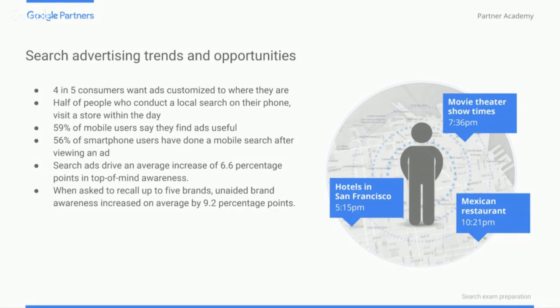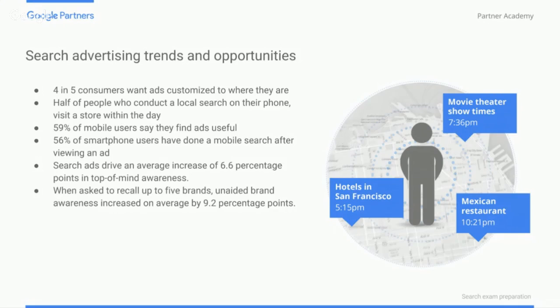73% of those mobile searches trigger additional action, such as actually calling a business. And search ads drive an average increase of 6.6 percentage points of top-of-mind awareness. So the idea here is that when someone is asked to recall 5 brands after the fact, people are much more likely to remember your brand after seeing an ad.